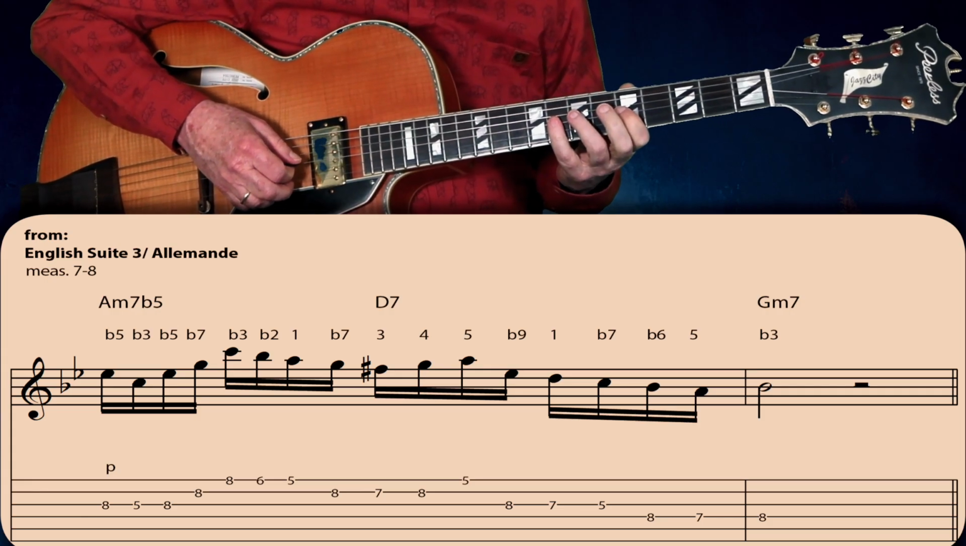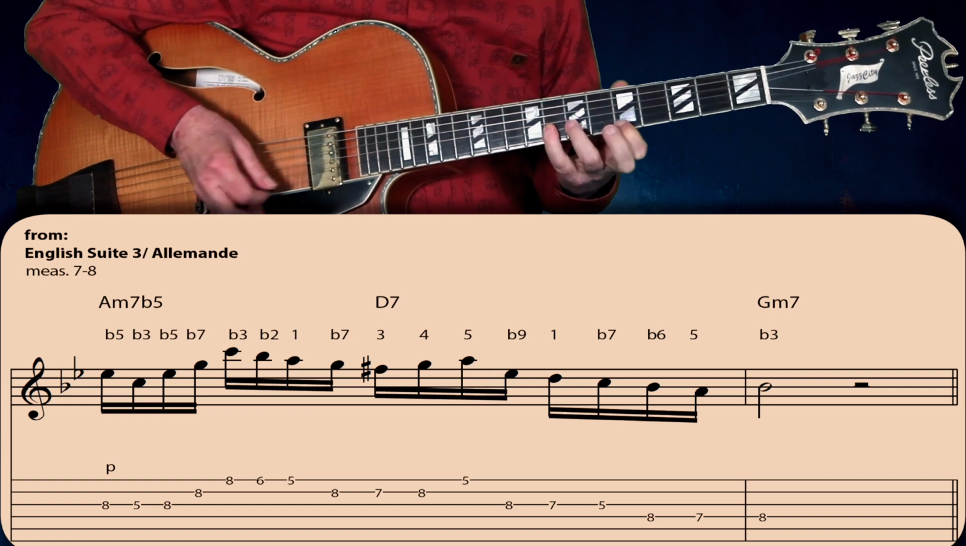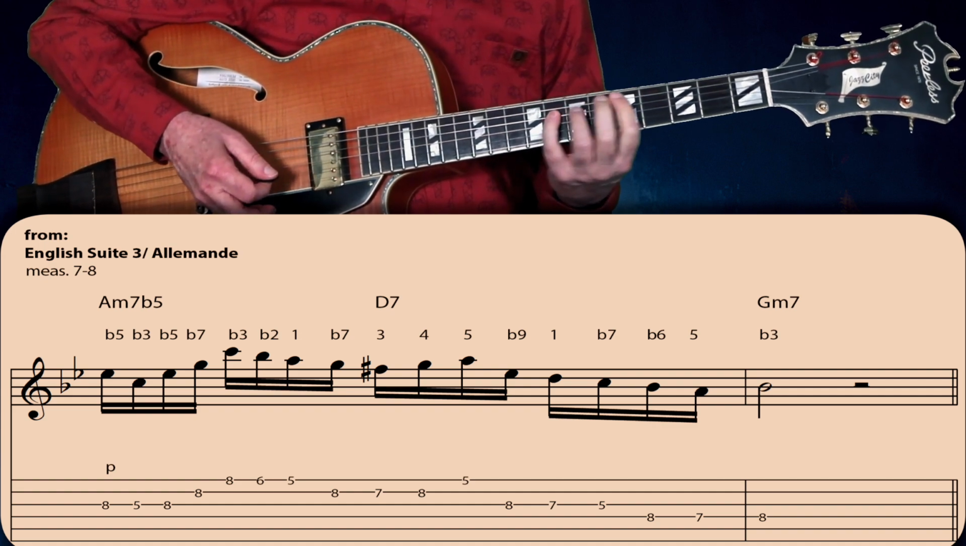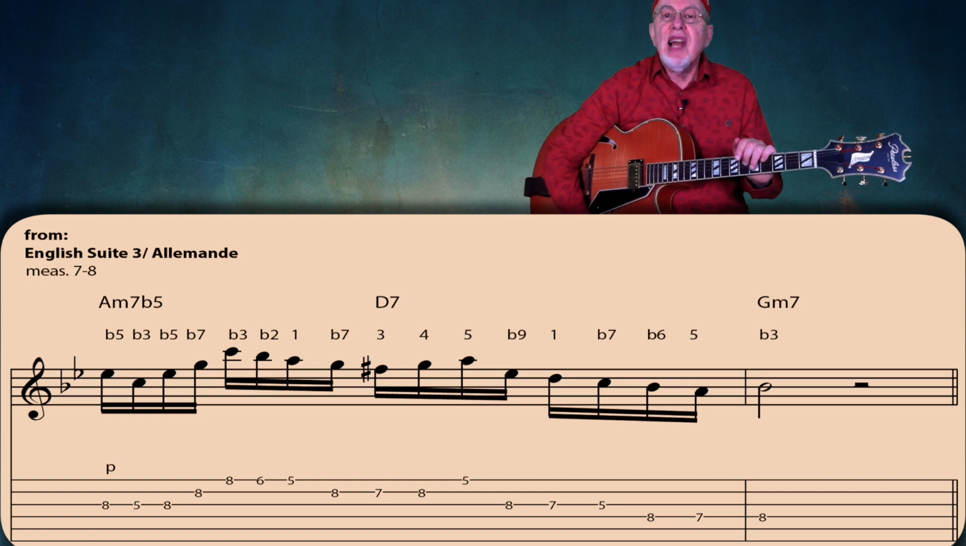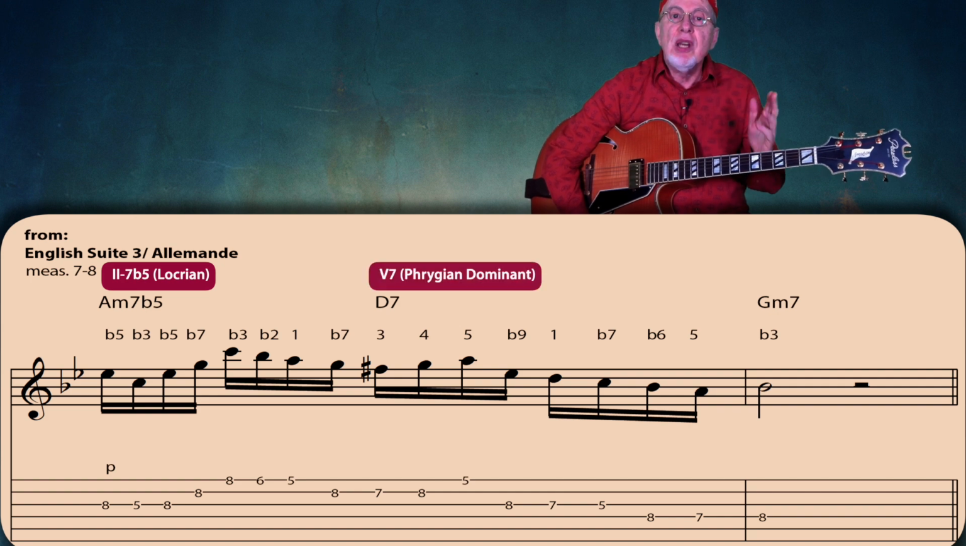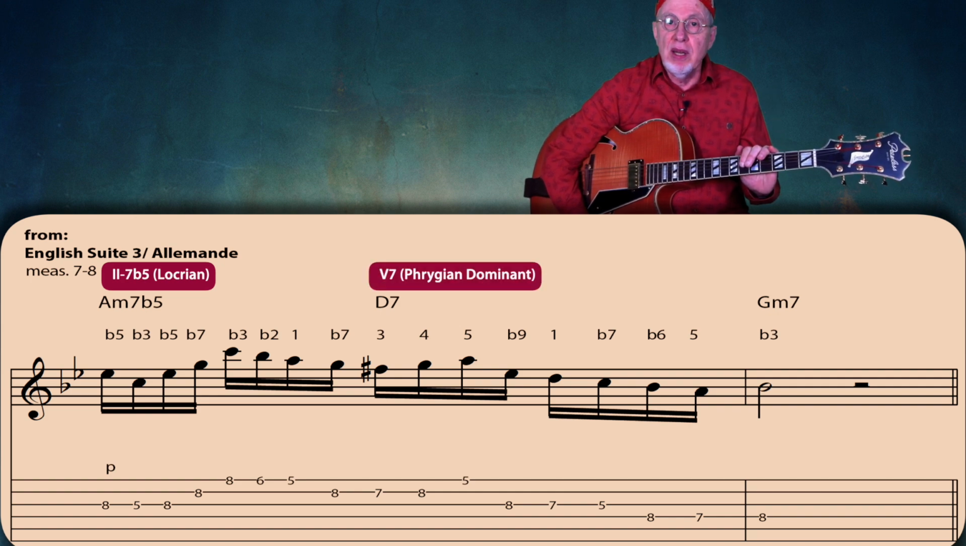For our first example, let's take measures 7 and 8 from the Allemande of Bach's English Suite 3. And this is a minor 2-5-1 in G minor. The notes in this line can be analyzed as corresponding particularly to an A Locrian over the 2 and D Phrygian dominant over the 5 chord.